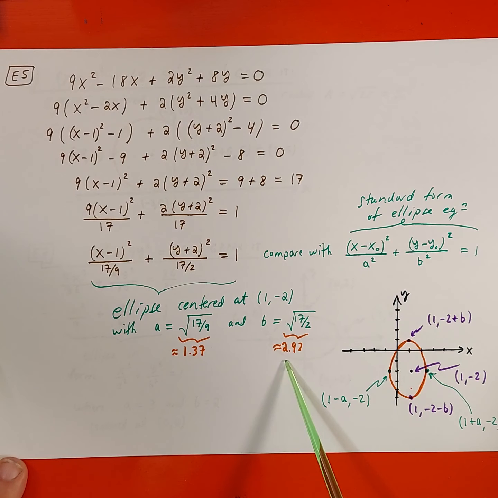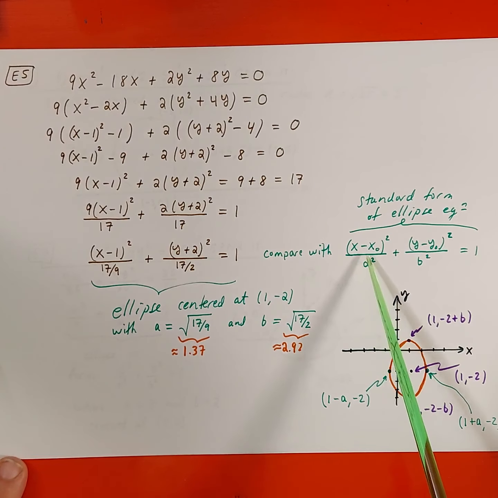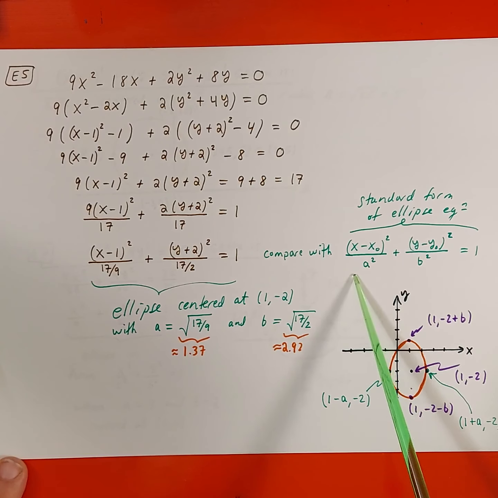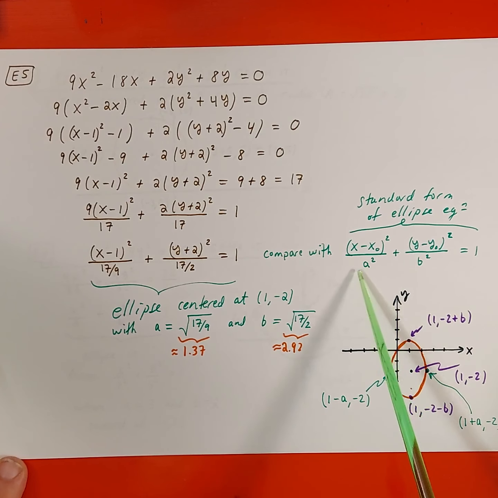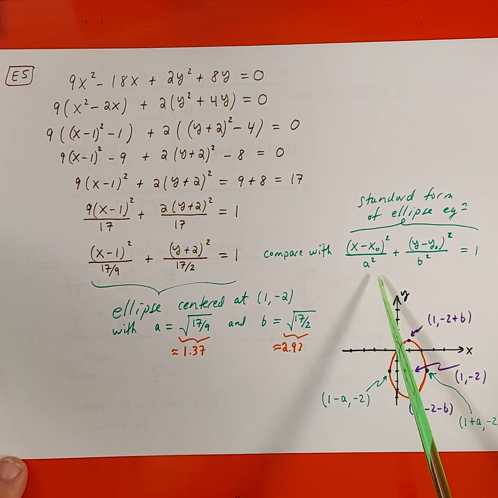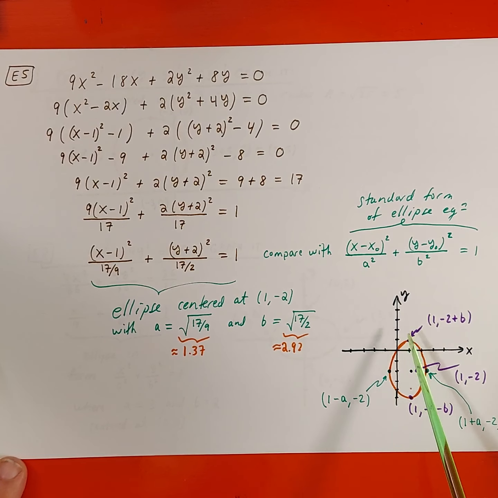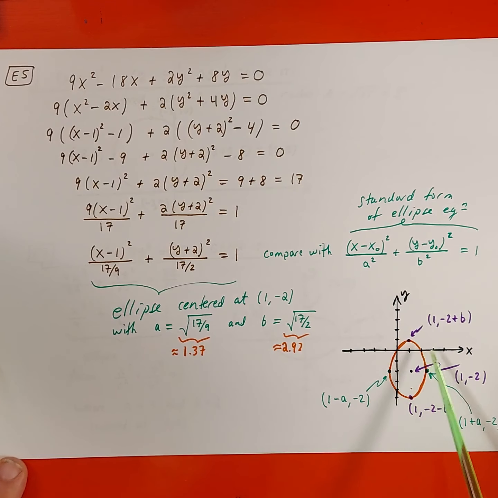The way to graph the ellipse is you just go to the center and you go plus or minus a in the x direction, and then plus or minus b in the y direction. So I can get these four points on the outside of the ellipse that pretty much tell you what it looks like.